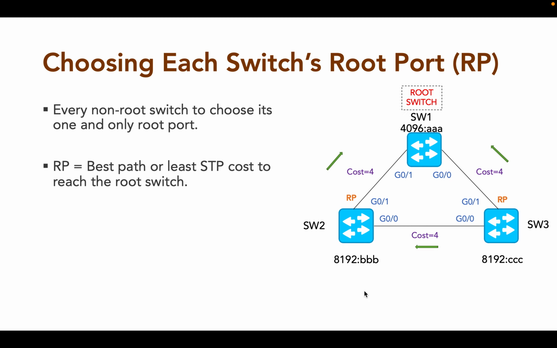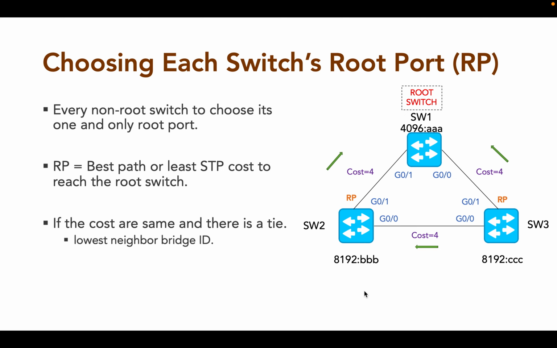In case the costs are the same and a tie occurs, the switch applies these three tiebreakers in order as follows. The first one is to choose based on the lowest neighbor bridge ID. The second one, choose based on the lowest neighbor port priority. And the third one, choose based on the lowest neighbor internal port number.